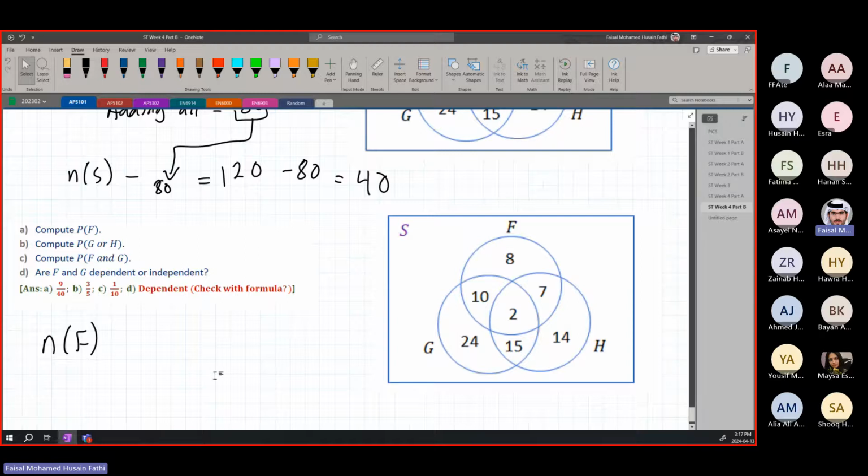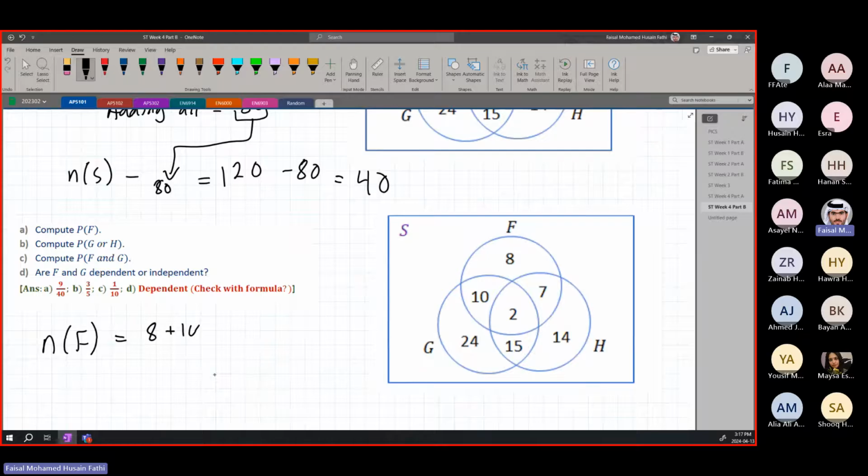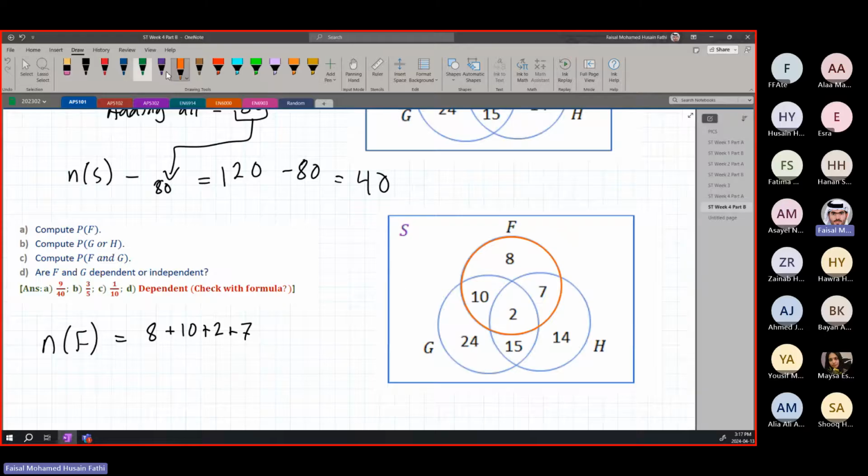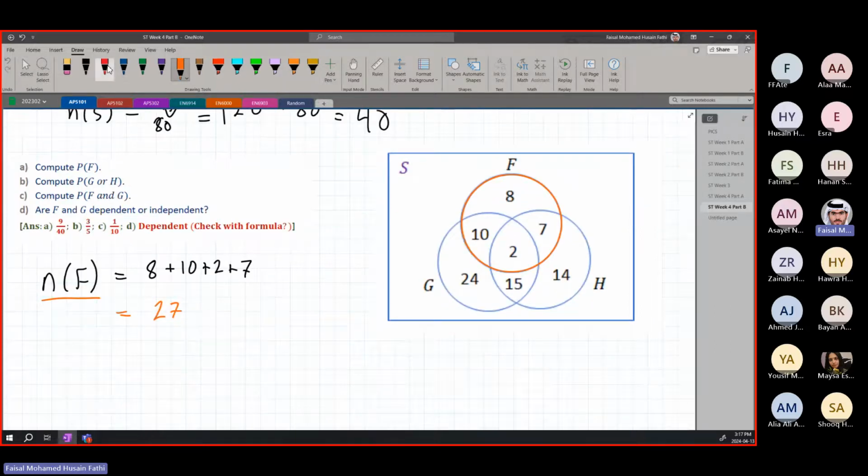Okay? N of F, we're simply just going to add all the numbers. So 8 plus 10 plus 2 plus 7. We're adding all the numbers that are within this circle. This circle here of F, we're just adding all the numbers inside of it. So this is N of F. It is equal to 8 plus 10 plus 2 plus 7, which is 27. Let's find N of G and N of H as well.